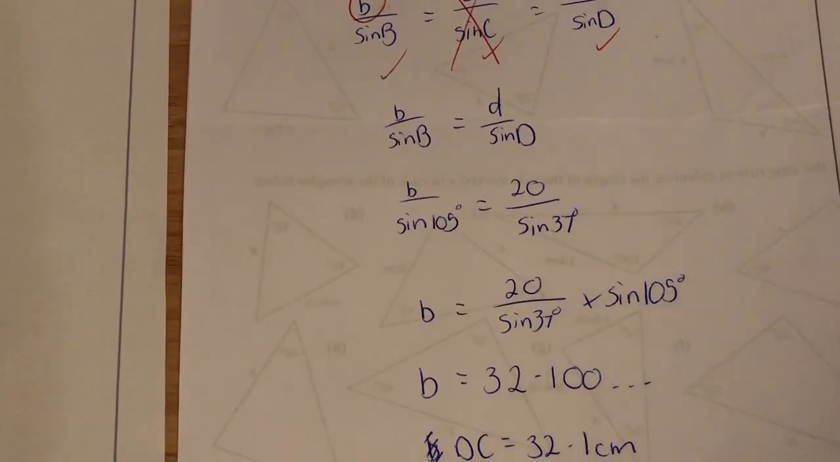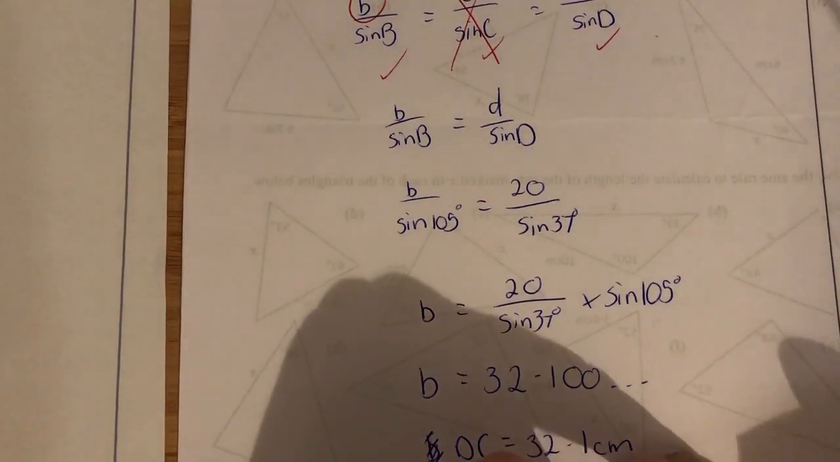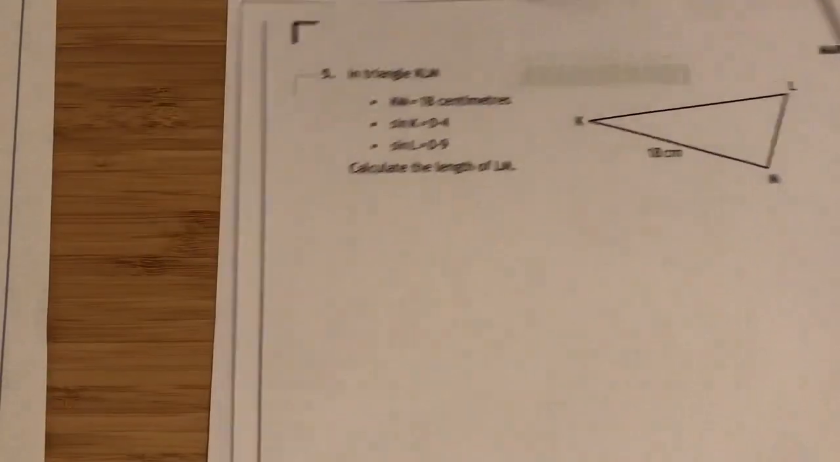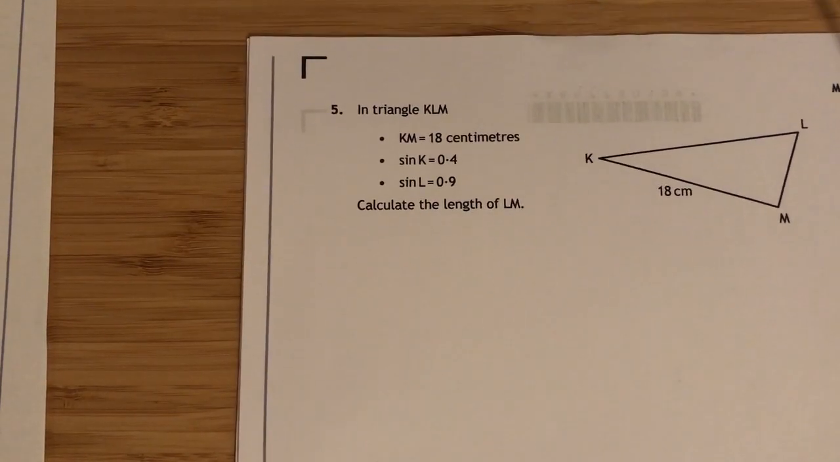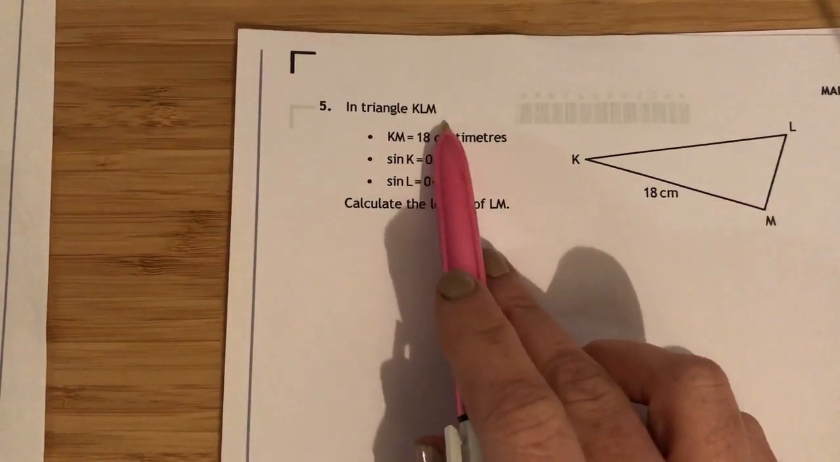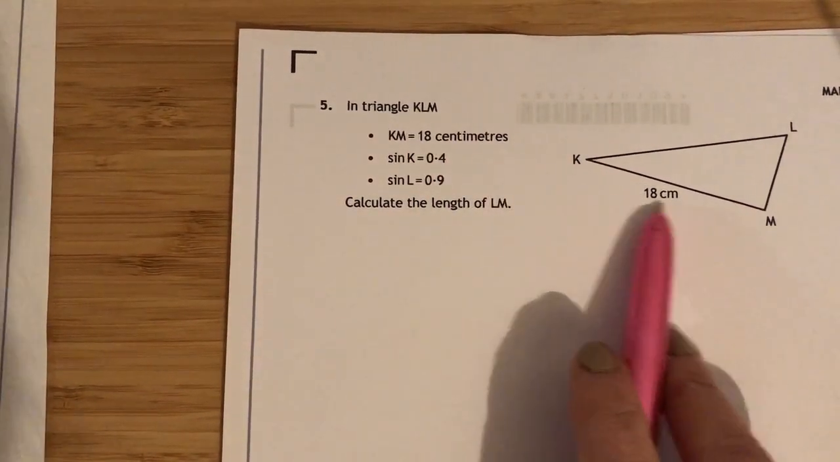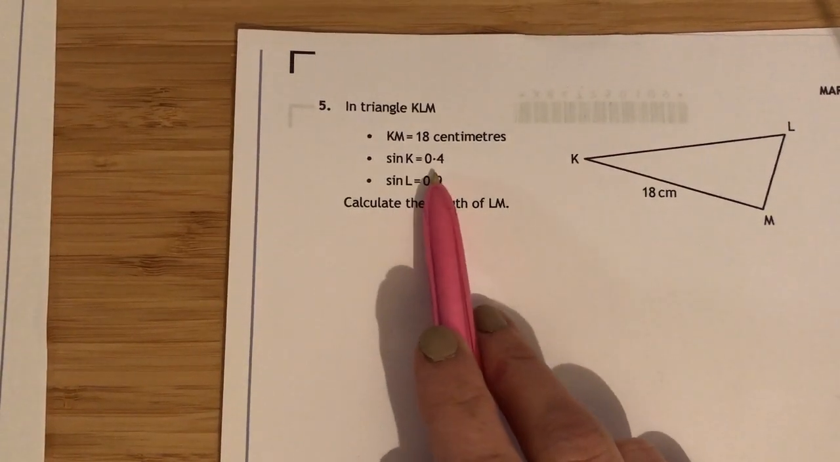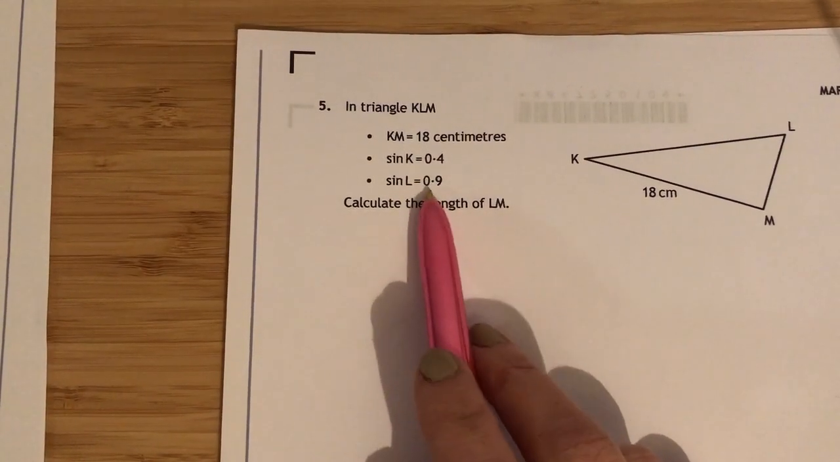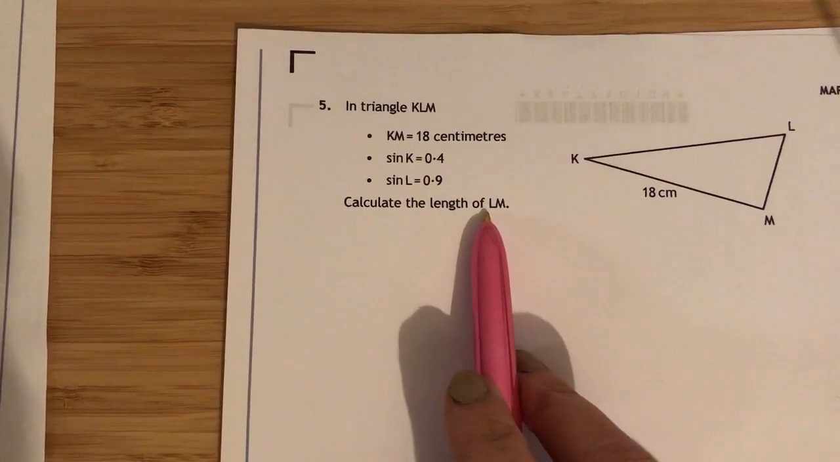And that's you. All right, I'm going to do one more question. This time it's going to be a past paper question from a non-calculator paper, so we're going to see how to deal with that. Right, in triangle KLM, KM is 18, it's given us that. Sine K is 0.4 and sine L is 0.9. Calculate the length of LM.